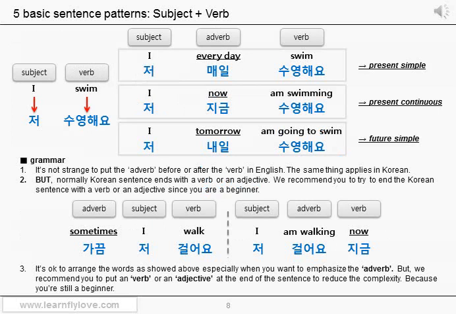We told you that the present simple tense can mean the present continuous tense or sometimes future tense in Korean. Do you remember? We'll prove it with the sentence we've learned. I swim.